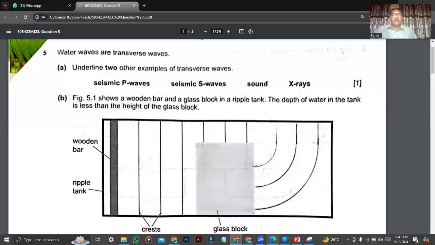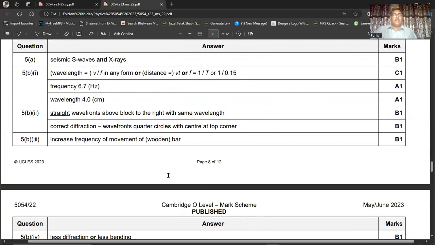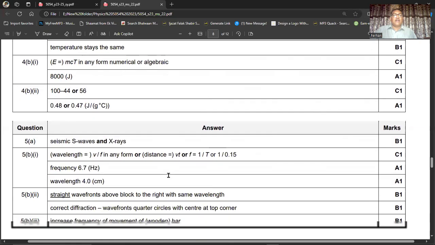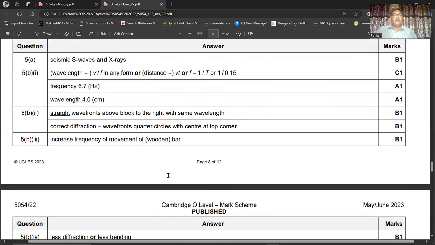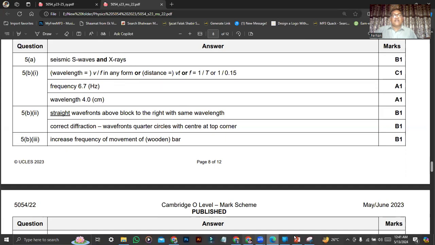So here we have the marking scheme, and you can see question number 5 showing up on your screen. In question number 5, this is the answer. So hopefully you understand this.